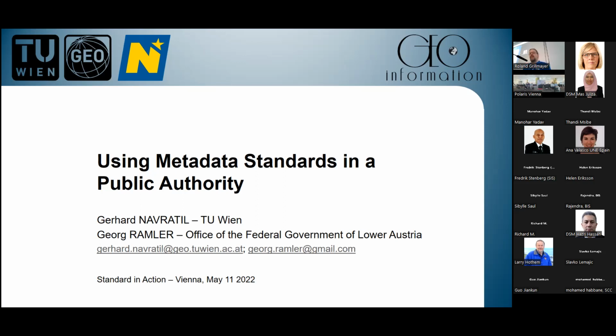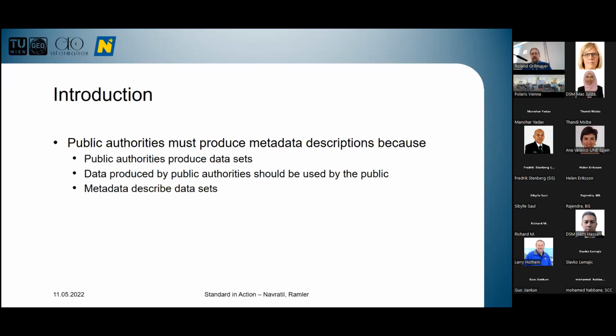So the question that we have is, we have a public authority, which is the federal government of Lower Austria. They produce data sets, and they need to also provide metadata for that. And if we look at what public authorities do, they have a legal obligation to produce metadata for their data sets. And unfortunately, they have to fill in a couple of different data sets. And why do they need to produce the metadata? Because the data should be able to be reused. So you need to know what's in the data set. So you need a decent description of that. And the metadata describe the data sets.